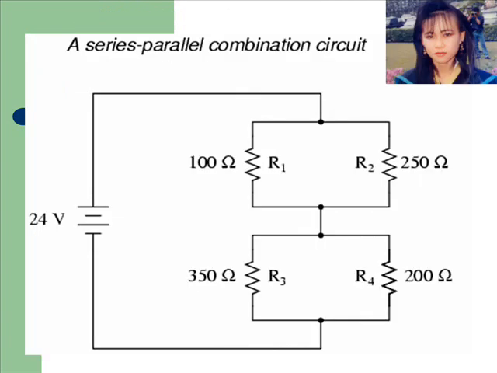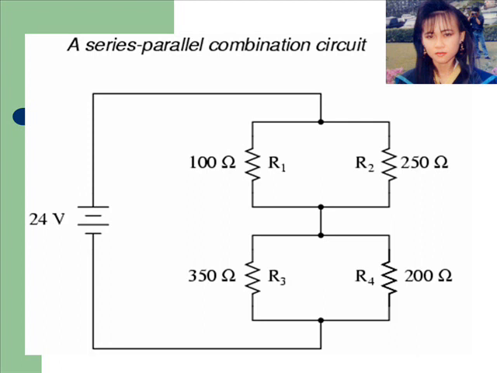This circuit is neither simple series nor simple parallel. Rather, it contains elements of both. The current exits the bottom of the battery, splits up to travel through R3 and R4, rejoins, then splits up again to travel through R1 and R2, then rejoins again to return to the top of the battery.